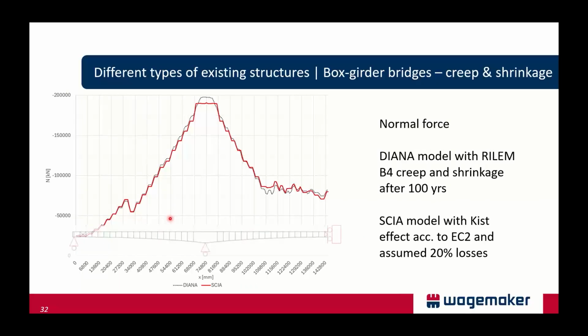And after this validation, we compared the section forces and moments of our Diana model with Ryland B4 creep and shrinkage after 100 years to another model in SIA Engineer, in which some simplified assumptions were made regarding creep redistribution and regarding time-dependent pre-stress losses, as shown on this slide. And what you see here is the normal force in the model after 100 years of both models. And we found pretty good agreement between both models.